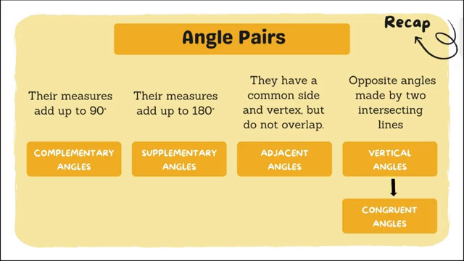Alright? And ano po ang nawawala sa ating mga angle pairs? Okay. How about the linear pair? Saan po natin ilalagay? Alright? So, linear pair is both supplementary angles and adjacent angles. Yun po yung ating linear pair.